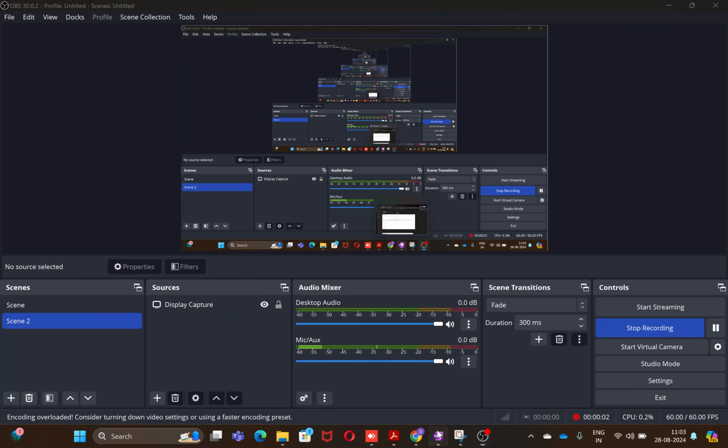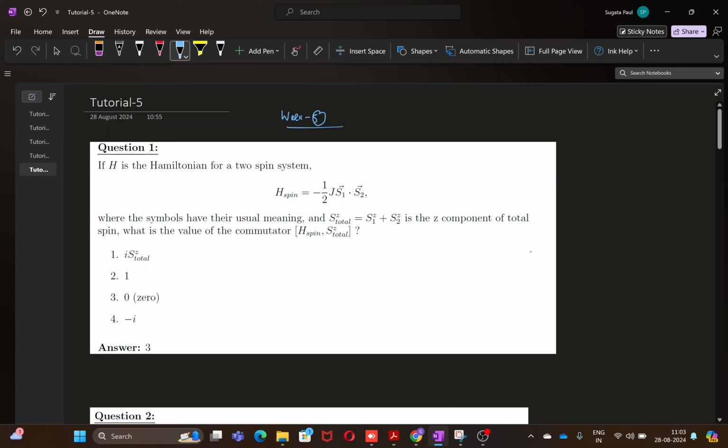Okay, so hi everyone, let us begin with the week 5 tutorial for the magnetism and superconductivity course. The week 5 lecture materials are mostly based on different statistical models of magnetic systems, like the Heisenberg model, exchange interaction, ferromagnets, antiferromagnets, etc. Those things are mainly discussed, right?